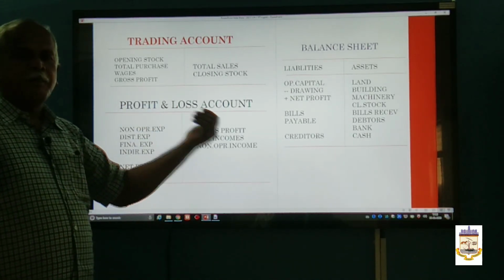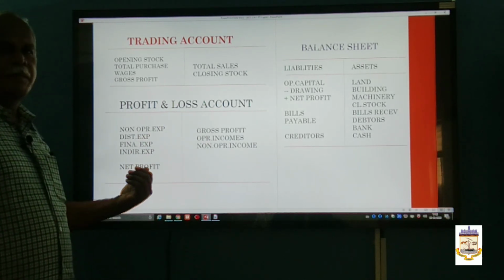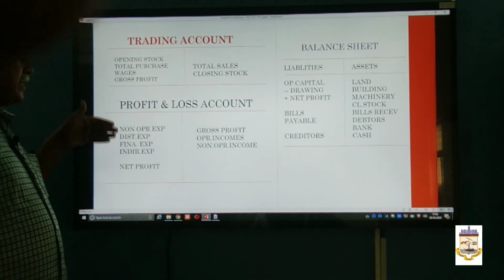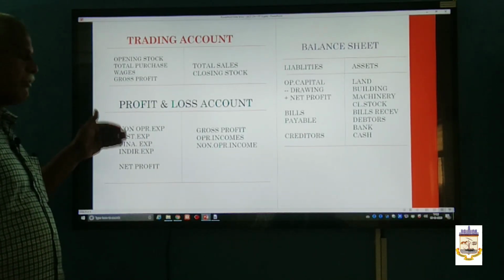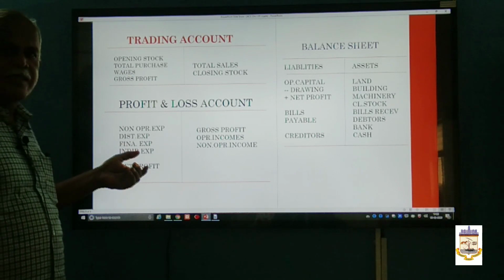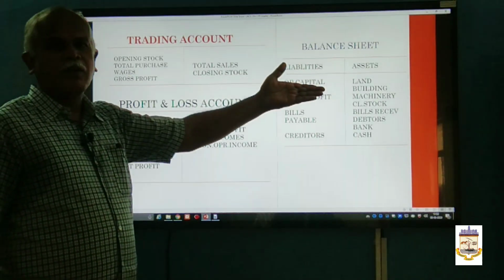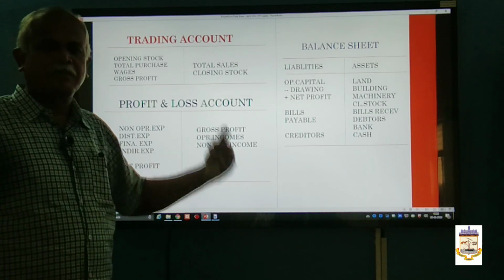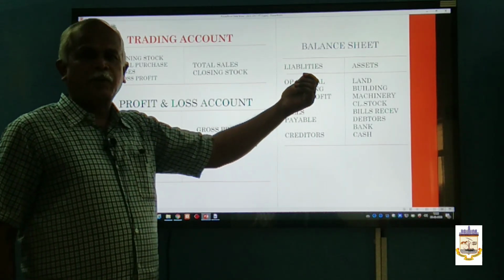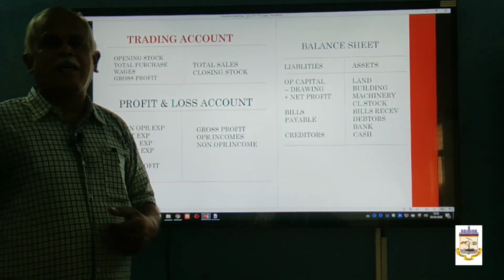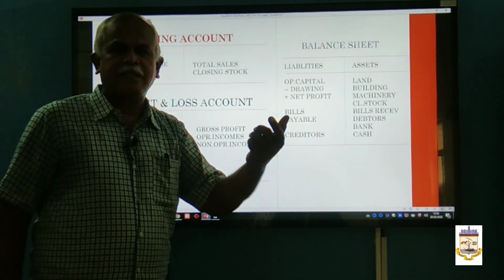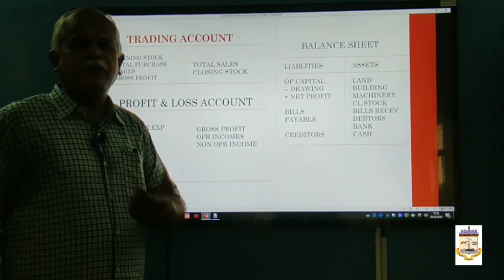By preparing the profit and loss account, we find out the net profit of the business: gross profit, less operating and non-operating expenses. On the debit side, distribution expenses, financial expenses and other indirect expenses. We arrive at net profit. This net profit, which is the result of the business for that year, is added to the opening capital. How is opening capital found? As we learned in the previous class, with the help of opening assets and opening liabilities. That is, total opening assets minus opening liabilities gives opening capital.